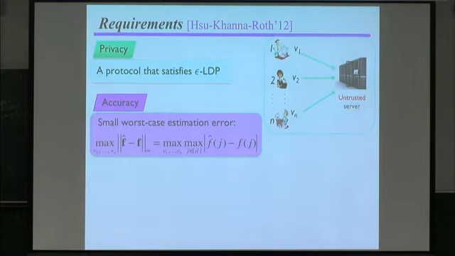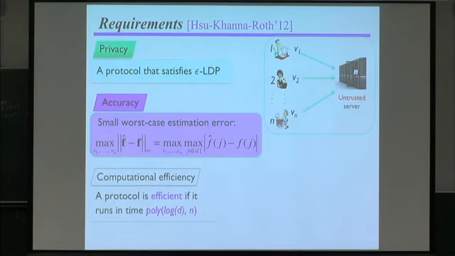And we want something that approximates all the frequencies well, meaning that it captures all the very frequent items and estimates their frequencies well, and it doesn't incorrectly think of rare items as frequent. The last thing we care about is computational efficiency. We'd like a protocol that runs in time, not polynomial, but ideally proportional to the log of the number of possible websites, so the number of bits it takes to write down a website name, and not the number of possible websites.